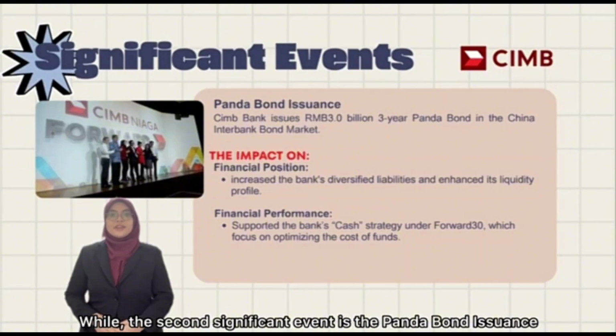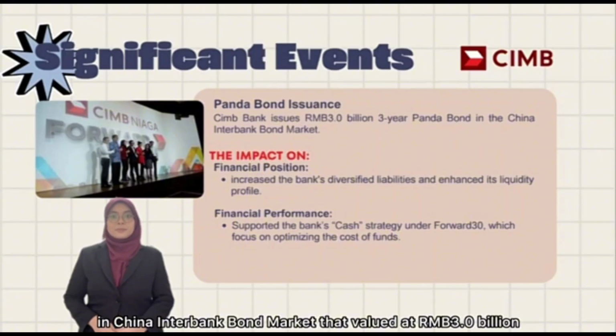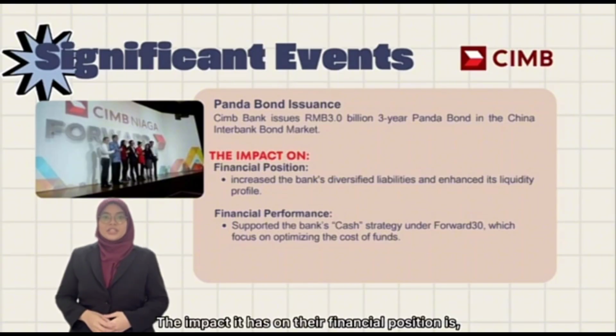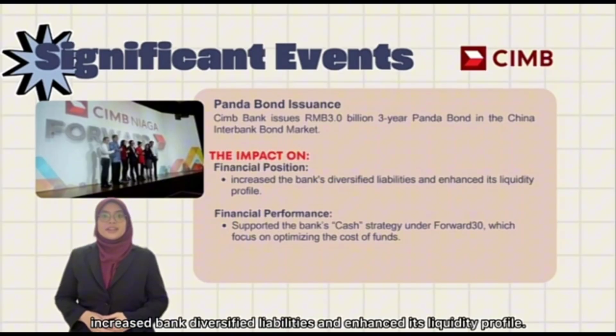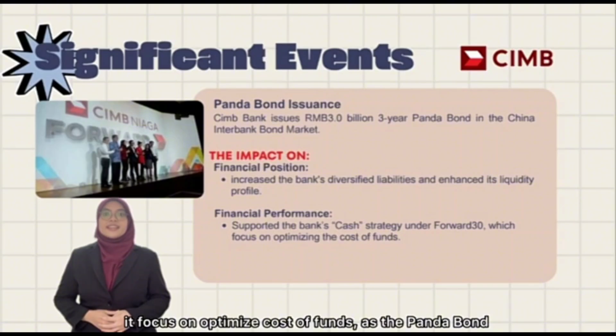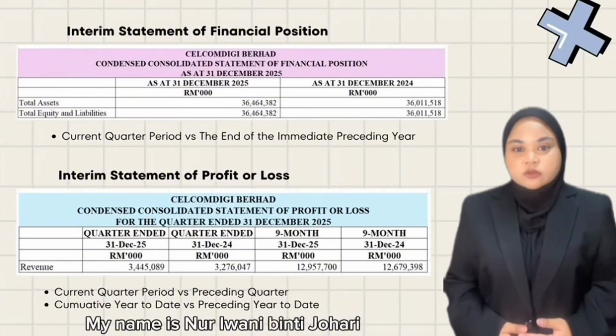The second event is the Panda bond issuance, in which CIMB issued a 3-year Panda bond in the China interbank bond market valued at RMB 3.0 billion. The impact on their financial position is that it increases the bank's diversified liabilities and enhances its liquidity profile. And to their financial performance, it focused on optimized cost of funds as the Panda bond supported the bank's cash strategy under Forward 30.